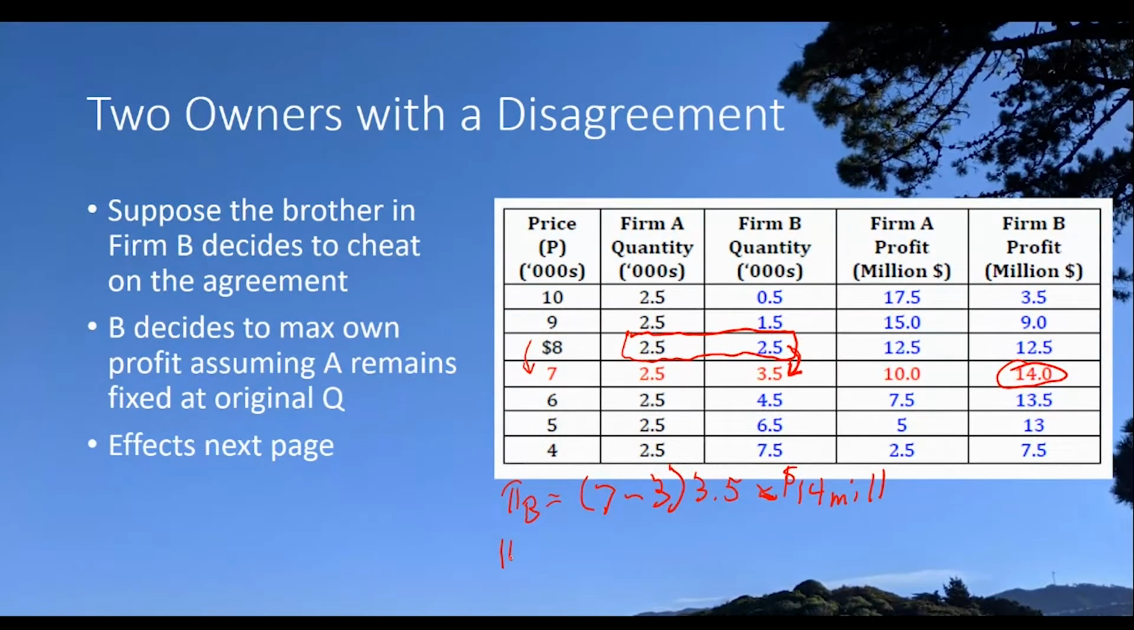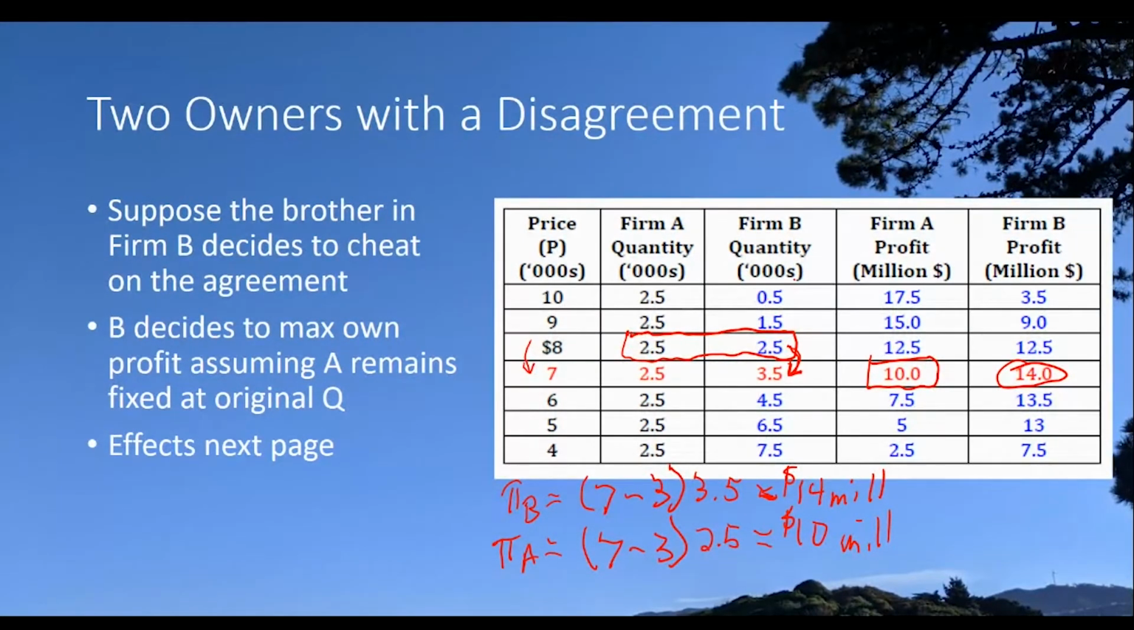Now, if we do the same profit calculation for the sister's firm, A, she's going to have a price of 7 minus a cost of 3, same thing, but she's still producing 2.5 thousand diamonds. Okay, and that's going to generate the value here of $10 million. So 7 minus 3 is 4. 4 times 2.5 is 10. 10 million is going to be her total profit. So that's where those numbers are coming from.